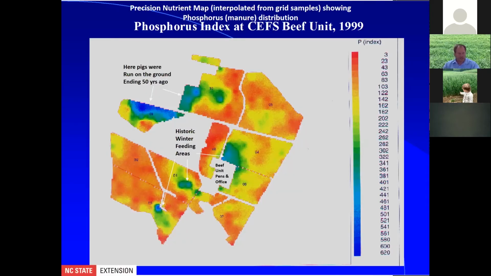So you can see this is just an example. This is from some information that Matt Poore shared a couple years ago at our forage conference where we see this farm. And you can see the areas. In this area, this is where pigs were run 50 years ago, and those areas are still much elevated with phosphorus levels. And you can see each of the concentrated feeding sites around that farm. The watering sites and feeding areas are going to be very high. And then the areas away from that, where the cows don't concentrate, are much lower.